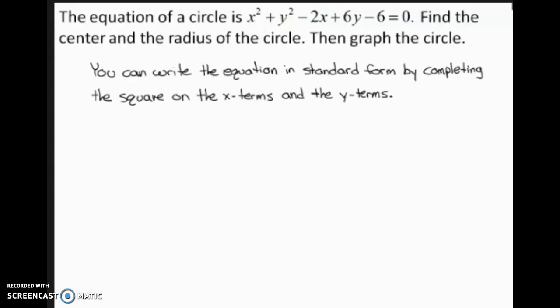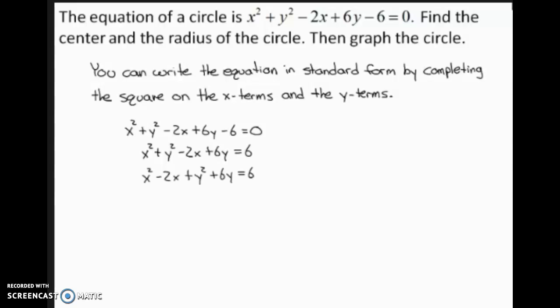The equation of a circle is x squared plus y squared minus 2x plus 6y minus 6 equals 0. Find the center and the radius of the circle. Then graph the circle. You can write the equation in standard form by completing the square on the x terms and the y terms. First write the equation: x squared plus y squared minus 2x plus 6y minus 6 equals 0. Then add 6 to each side to get x squared plus y squared minus 2x plus 6y equals 6. Next group the x terms and the y terms on the left side to get x squared minus 2x plus y squared plus 6y equals 6.